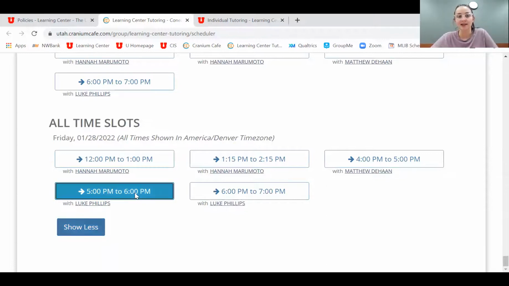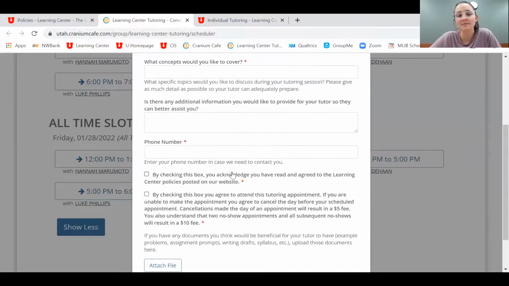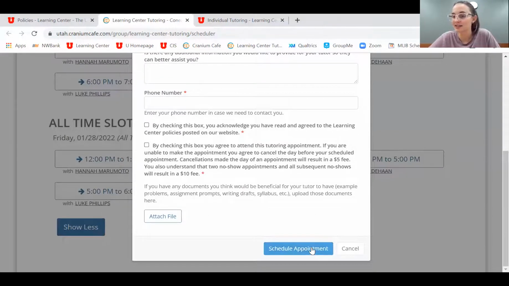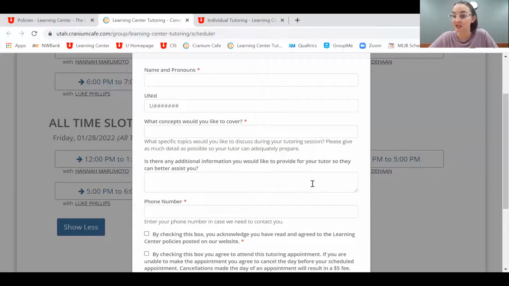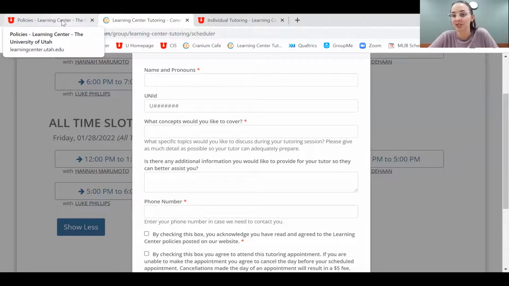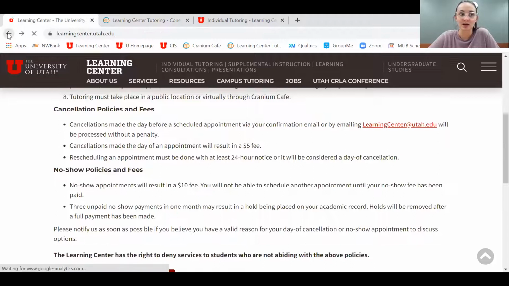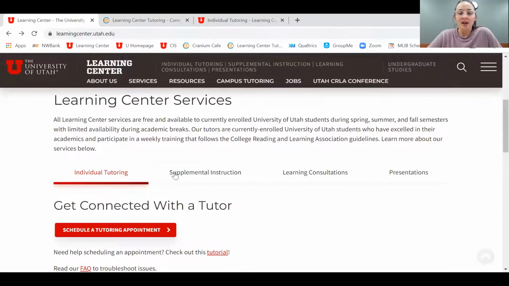So then I could go in here and say, I want an appointment at 5 p.m., fill this out real quick, and then hit schedule appointment at the end, and you'll get a confirmation email with all that information in it. So easy peasy, everything is right on there for you all. If you do run into any problems or have any questions, you can always call our office, and we're happy to help you get your appointment scheduled.